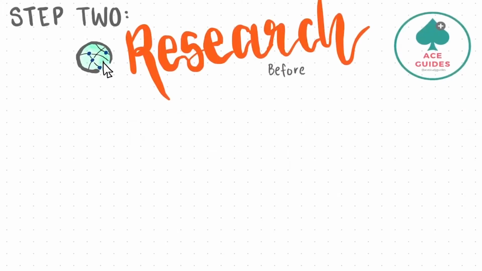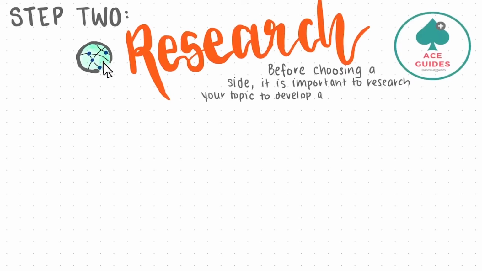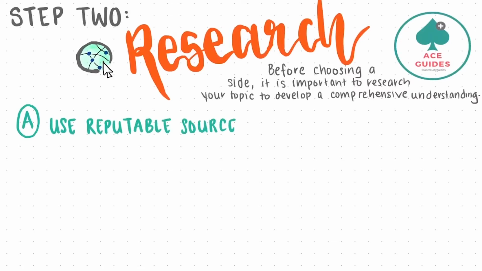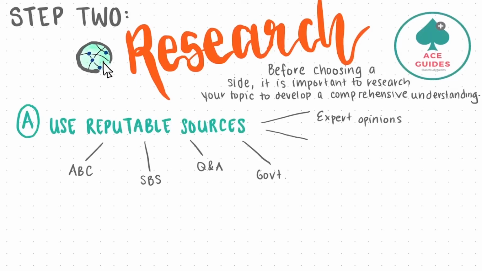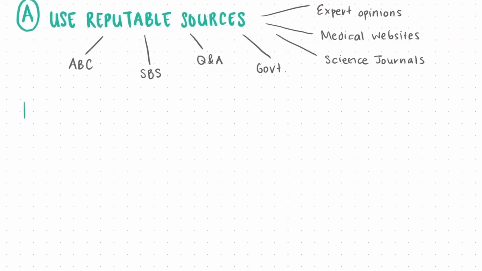The next step is researching. Before choosing a side, it's important to research your topic in depth to develop a comprehensive understanding of your points. When researching, it's important to use credible and authentic sources. For example, you might refer to the ABC, SBS, Q&A, government websites, expert opinions, medical websites, science journals, textbooks, etc.